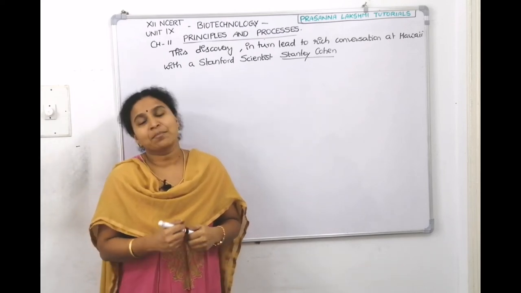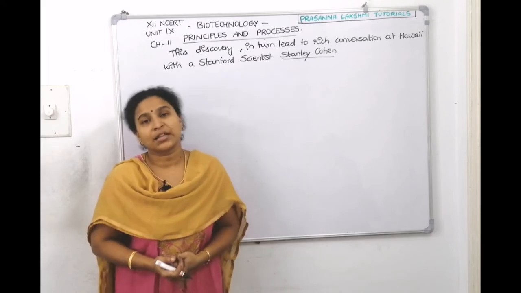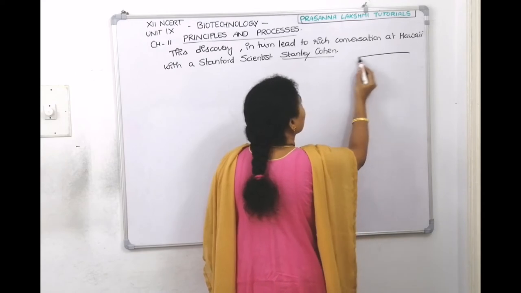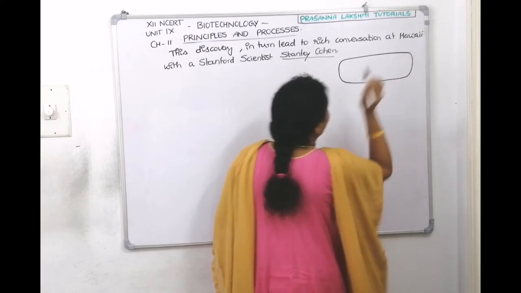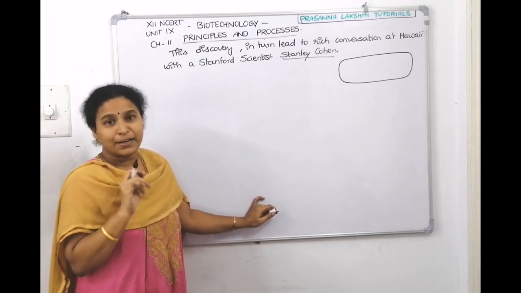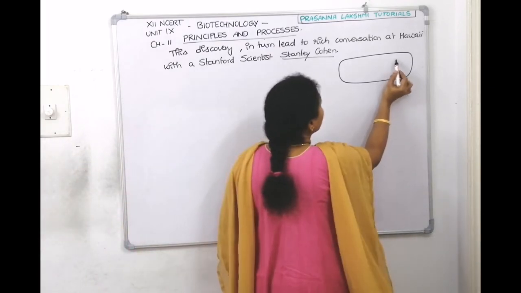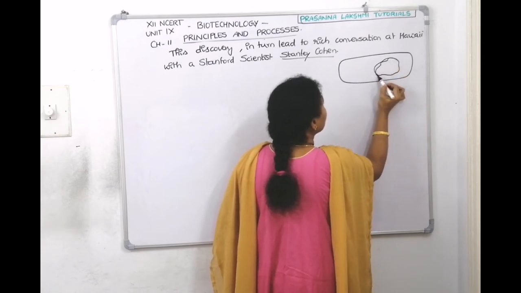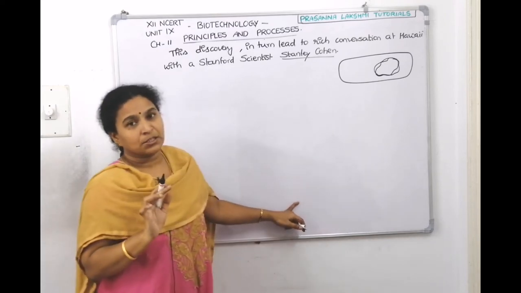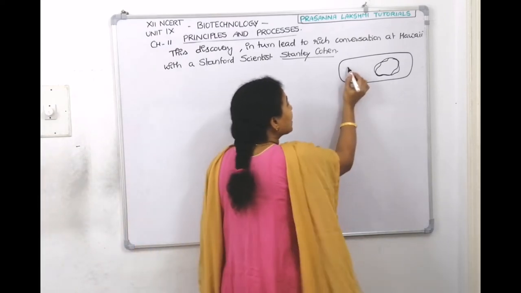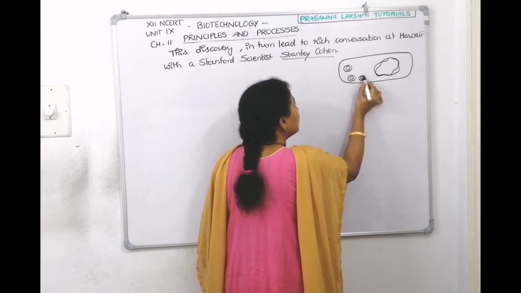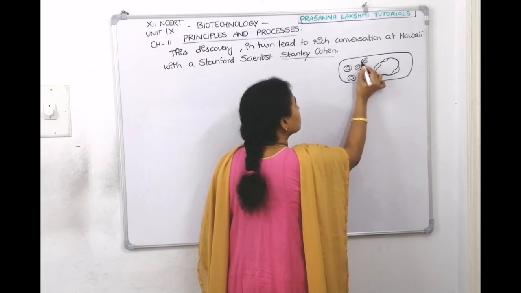Now, at that time, Cohen told, I'm working on another thing. What is Cohen's work? Cohen took a bacteria. Since we know it's a prokaryote, it doesn't have a well-defined nucleus, no nucleus, the bacterial chromosome is double-stranded circular DNA, it is like this. This is the bacterial chromosome. Now, what Cohen observed is there are some small circular double-stranded DNA molecules which are called plasmids.